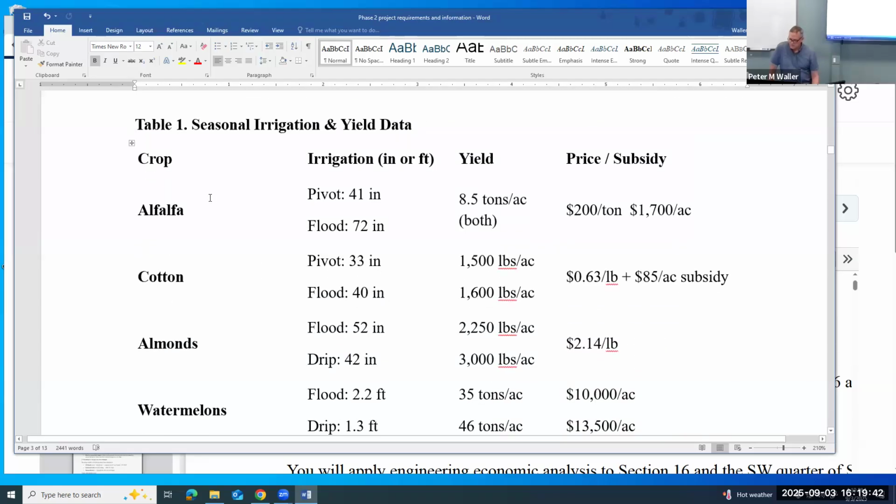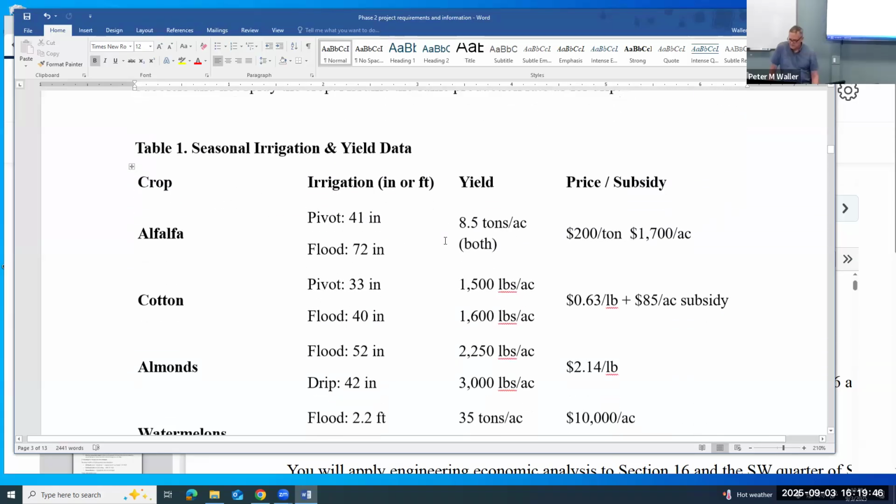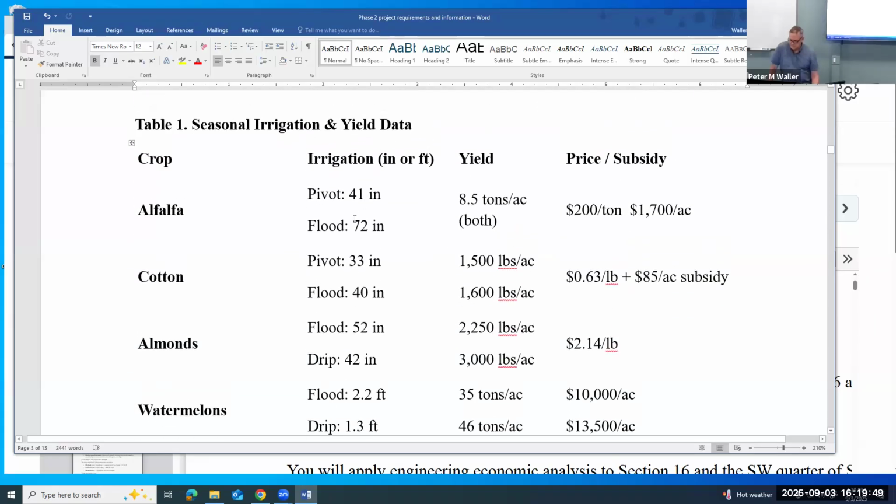Okay, I found all of these, I just used Copilot. And I found all these irrigation depths. So this would be per year. So if it's flood irrigation, the alfalfa, you're going to use 72 inches of water or 6 feet. If it's pivots, you're going to use about 3.5 feet of water per year. That's all per year. Seasonal? Well, alfalfa grows year round.